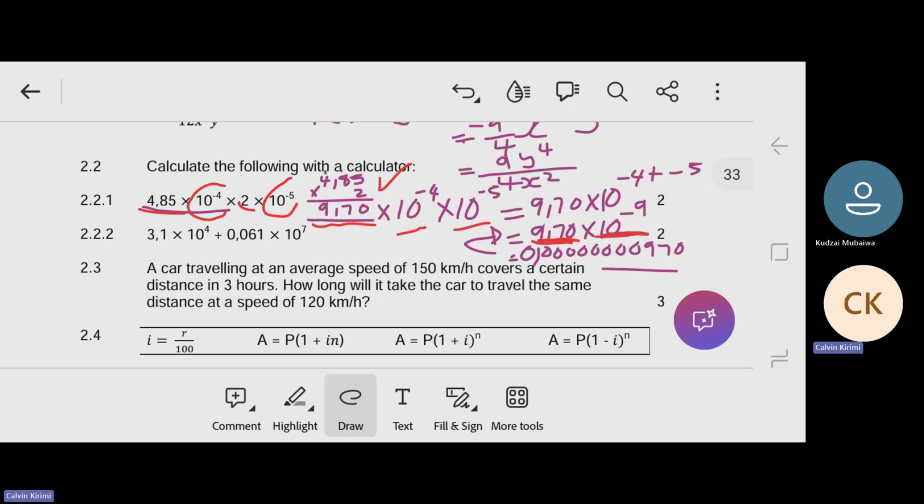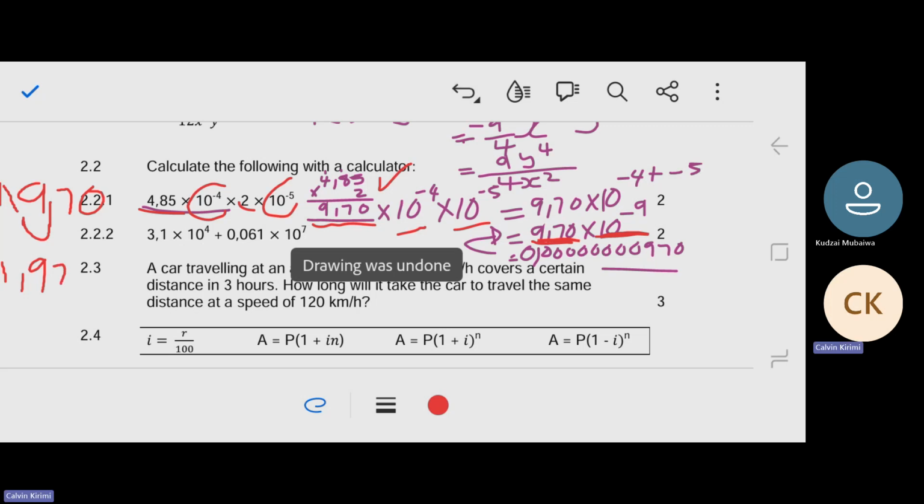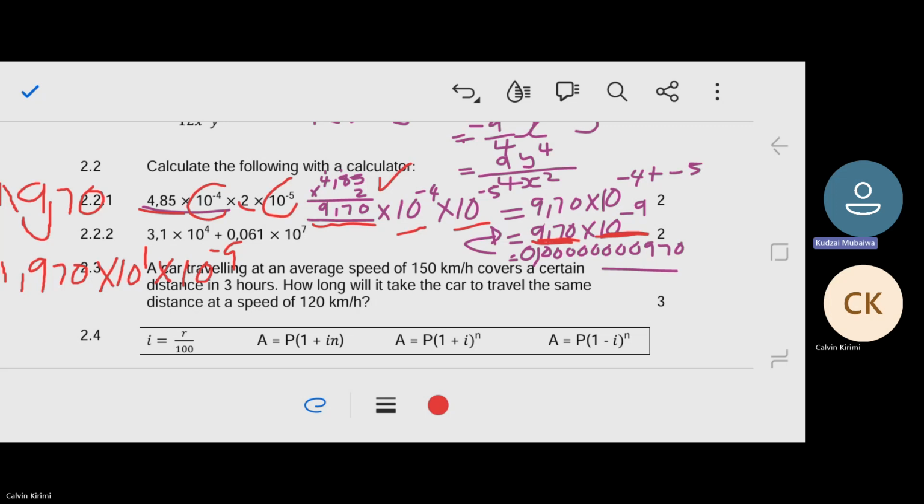How do you make 19,70 in standard form? You move the comma to the left like that, which means it's going to be 1,970 times 10 to the power 1. Then you multiply again times 10 to the power negative 9. Can you see? Yes, sir. Then you get an answer which is 1,970 times 10 to the power negative 8.